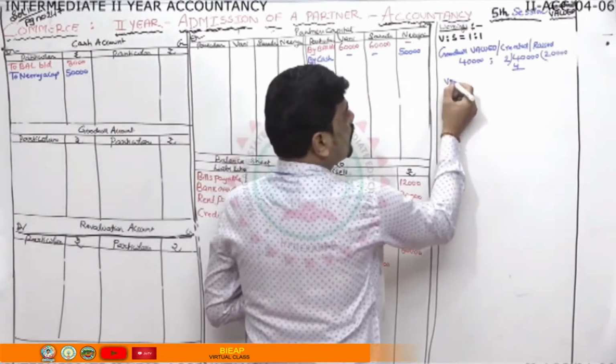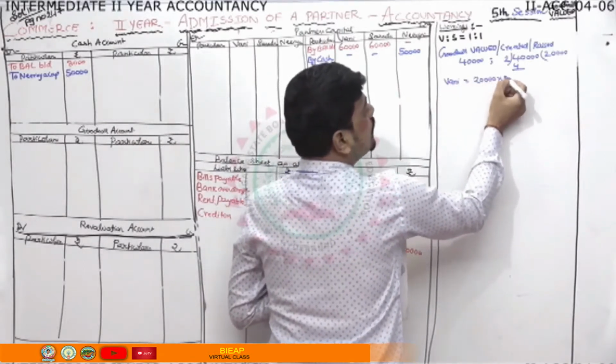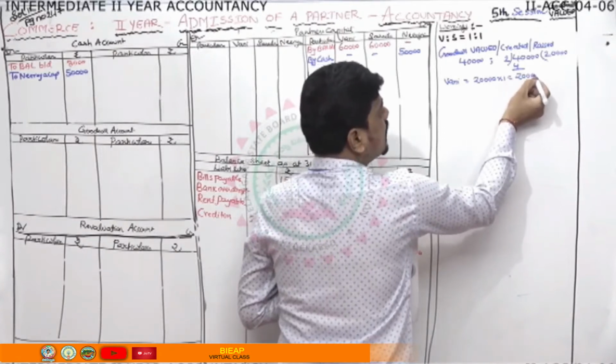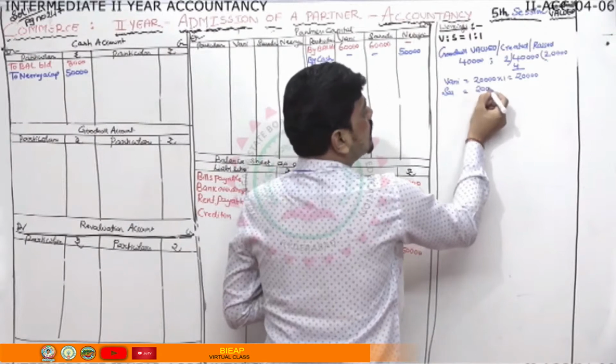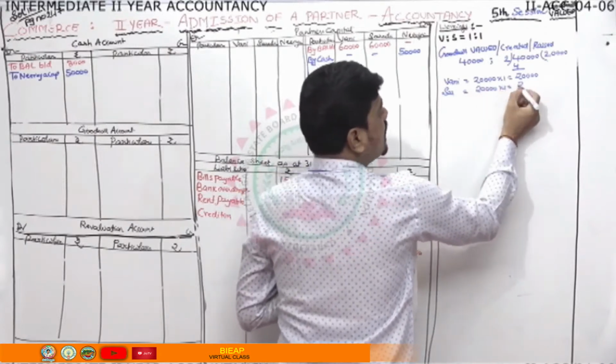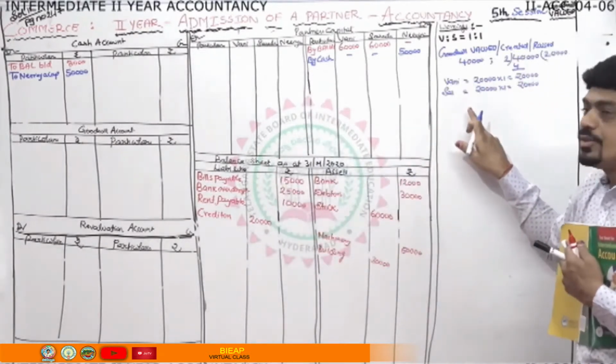Now I'll see the share of Vani. 20,000 into 1 is 20,000. Then Sharda again, 20,000 into 1 is 20,000. So we have valued the goodwill.